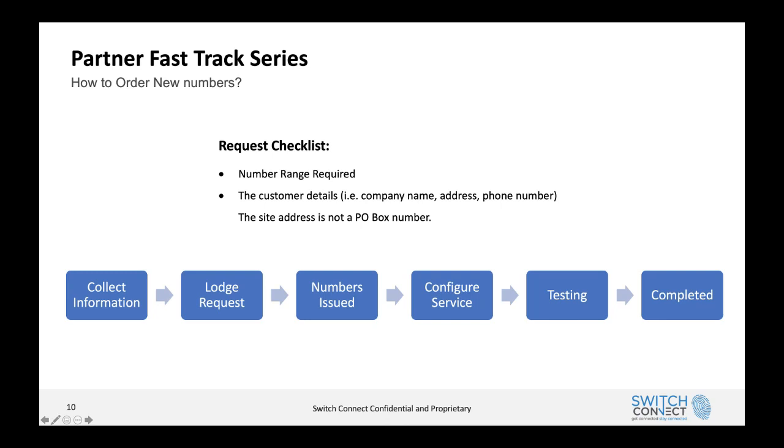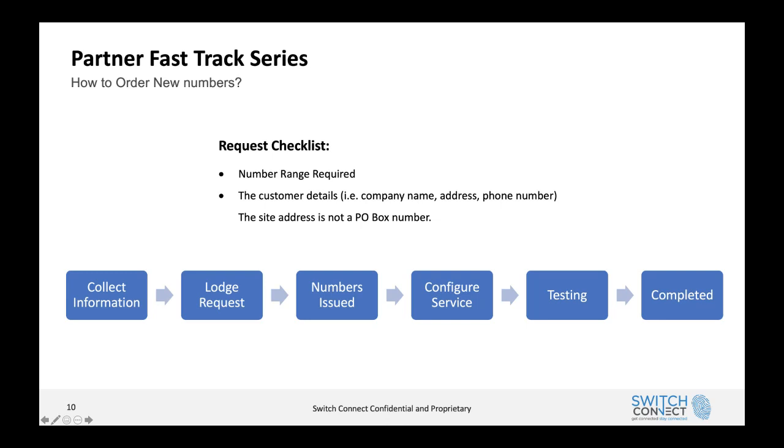The information that we'll need is the number range, so how many numbers the customer wants, customer details, so contact details, address and phone number, and the site address where you want the numbers. Obviously, when we order numbers, we order them off the local exchange. So if it's a WA customer and you give us a WA address, we'll give you an 08 number versus a Sydney address. You lodge that request simply by emailing orders@switchconnect.com.au with these details. That will create the ticket and generate the request.